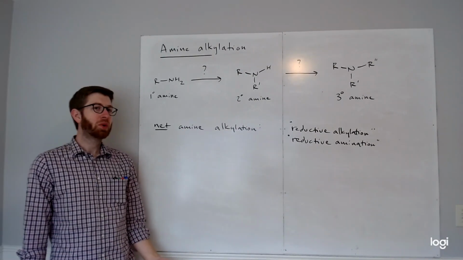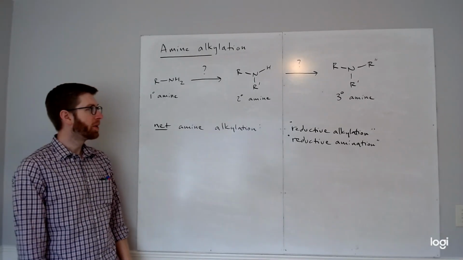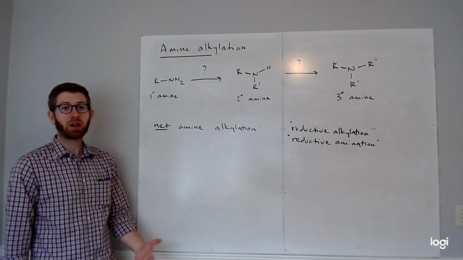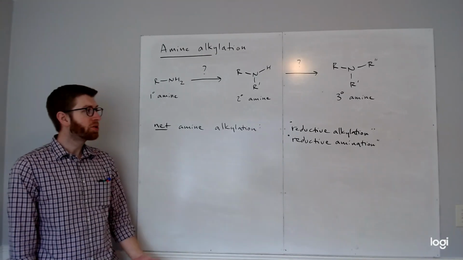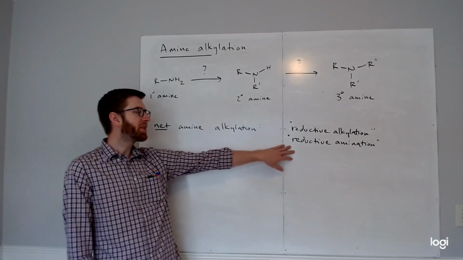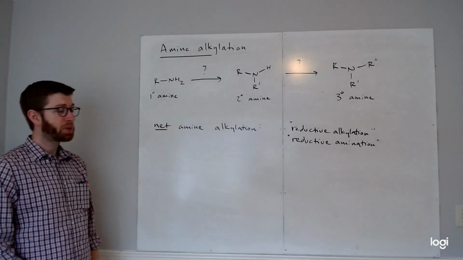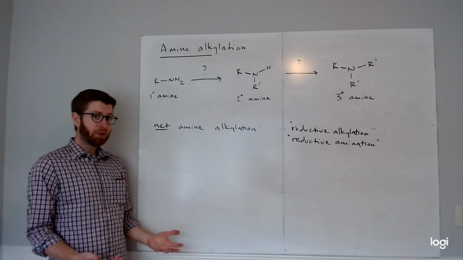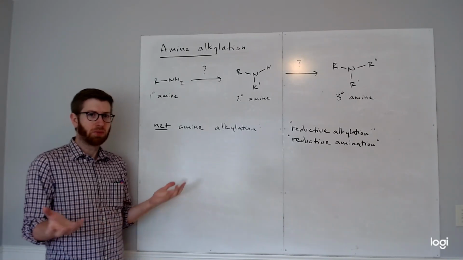There are also other ways to effect net amine alkylations that also circumvent the over-alkylation problem we saw when we tried to use SN2 reactions. These are sometimes called reductive alkylations or reductive aminations, used interchangeably, although reductive amination is, I think, the more common of these names, and it's certainly the one that I use. This looks very similar to the amidation reduction strategy in that there'll be, well, reduction.